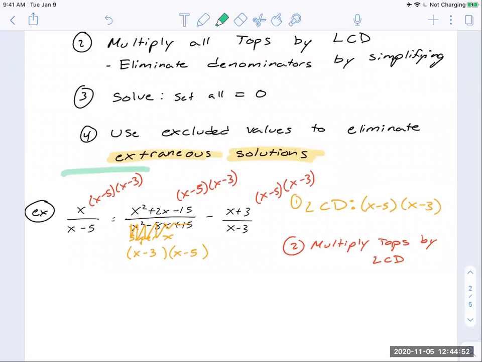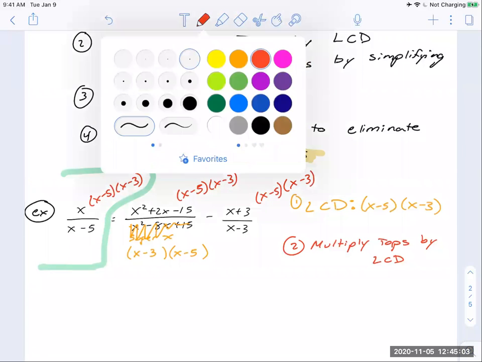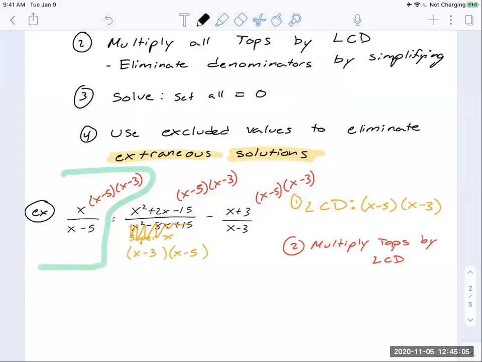Let's look at this one here first. Eliminate your denominators by simplifying. What this means is, I have an x minus 5 on the bottom. That cancels with the x minus 5 up top. I am left with an x and an x minus 3.